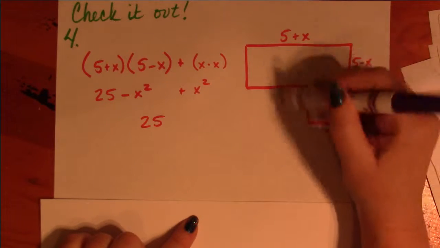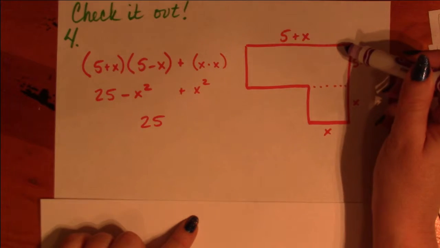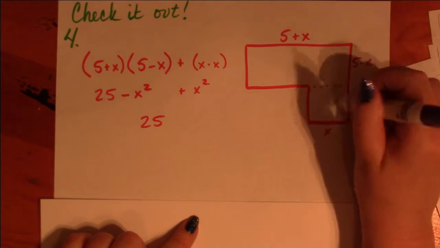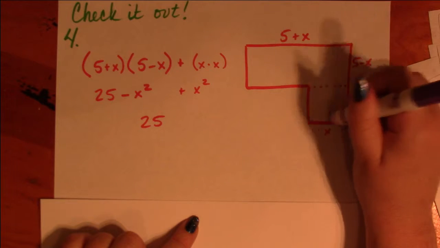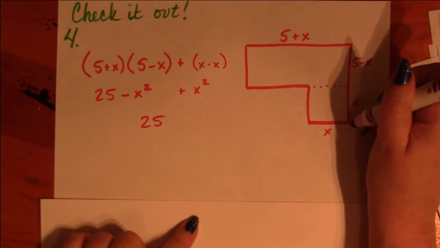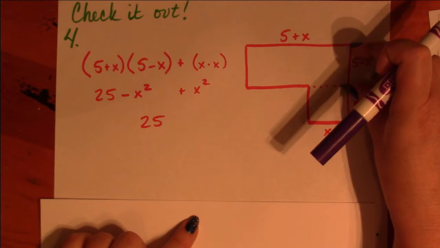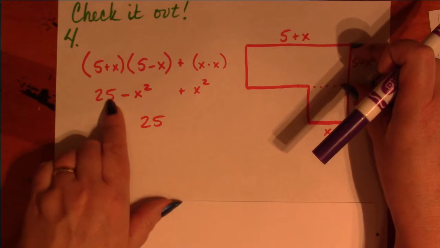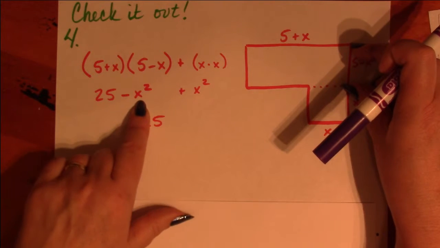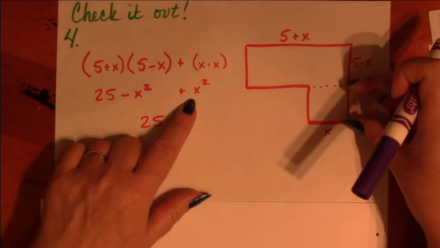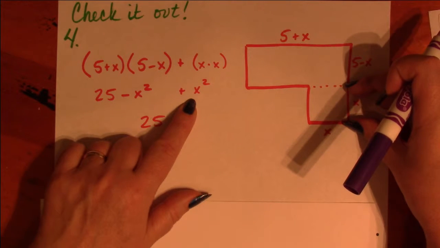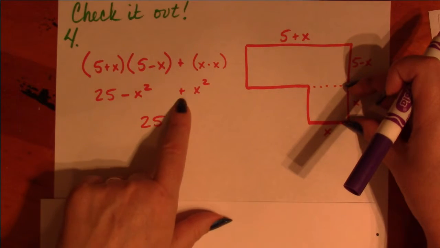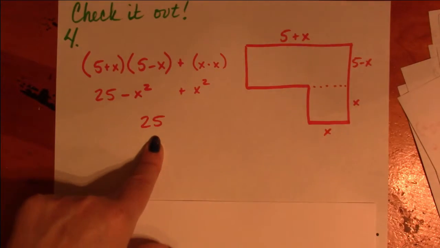So we have a swimming pool here, and the length of the swimming pool is 5 plus x, and the width of this part is 5 minus x, and then this area right here is a square that is x on both sides. So if I were to take the area of this rectangle, that would be 5 plus x times 5 minus x, which would be 25 minus x squared. And I would add to it this square, which is x times x, which is x squared. 25 minus x squared plus x squared is going to give me 25.